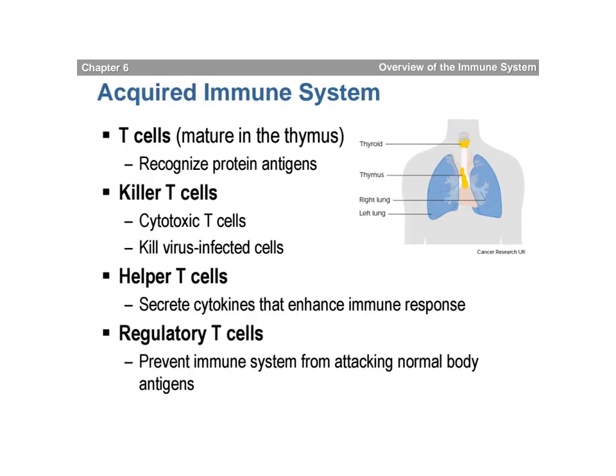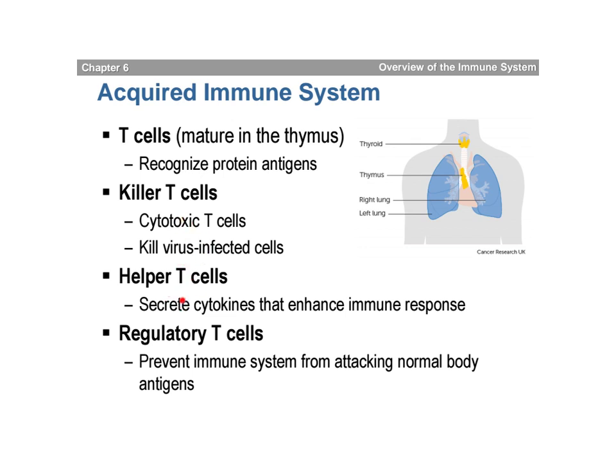Okay, so we mentioned that B cells generate antibodies. There are also T cells, which are also part of the acquired immune system. These are called T cells because they mature in the thymus. The thymus is located here in the body. T cells have various functions. They can recognize protein antigens. For example, there are killer T cells, which are also referred to as cytotoxic T cells. Cyto refers to cell, and toxic means something that's toxic, so they will destroy cells. What they do is detect virus-infected cells or sometimes cancer cells and then kill them.